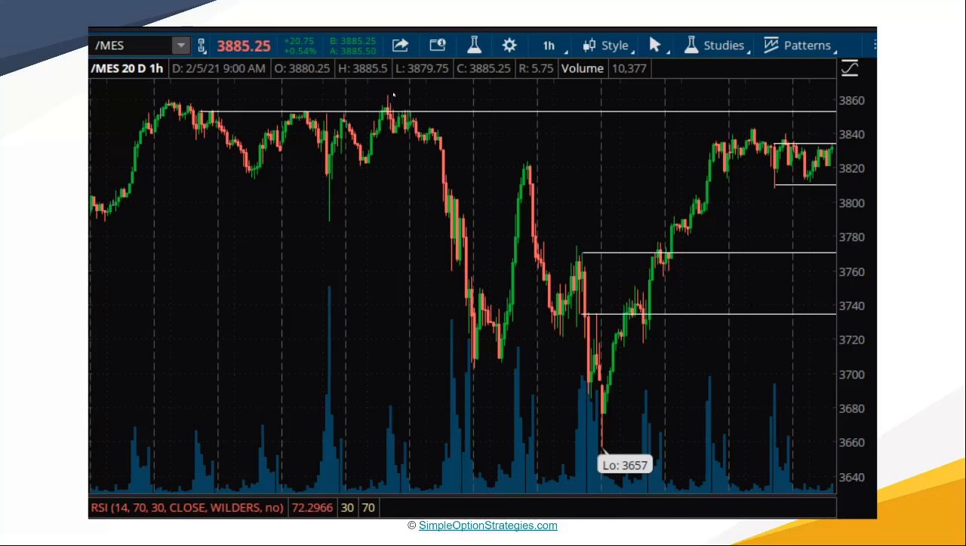So we broke here, but it went right back to the support. Just one candle, and this is an hourly chart. So it broke the candle, and then it went right back down. And I knew that day that if we're not going to break this, we're going to go down. And it went down.